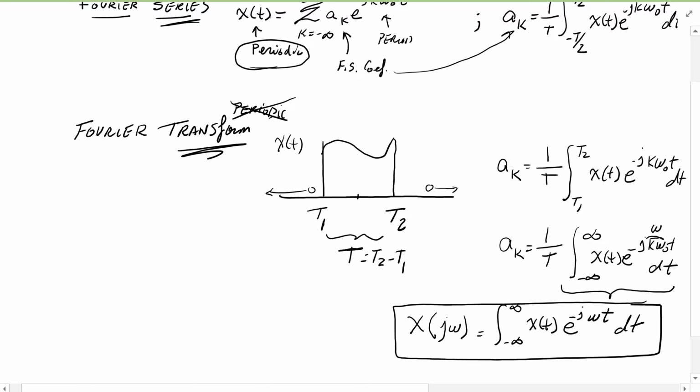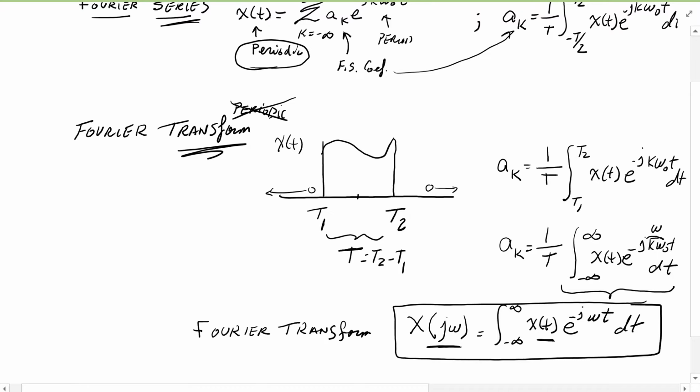Okay, and so that is one of the equations that we come up with. The name for this relationship, this x of j omega, is called the Fourier Transform. So this equation takes x of t and moves it to the Fourier domain, or the frequency domain in this case, which is x of j omega equals the integral from minus infinity to infinity of x of t e to the minus j omega t dt.